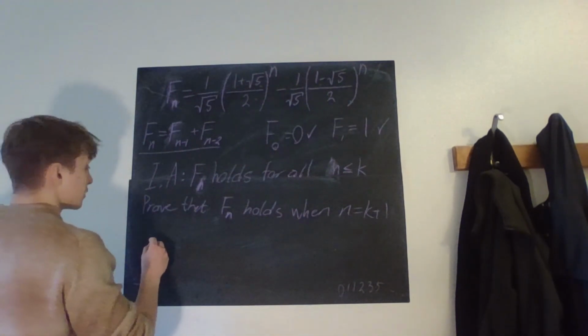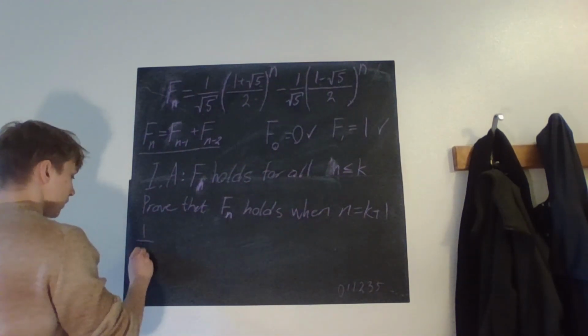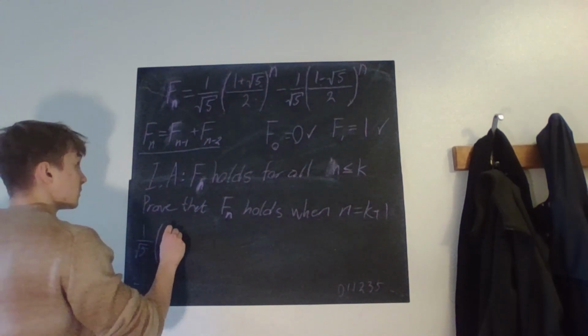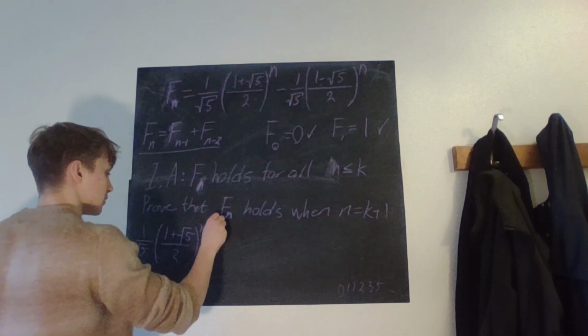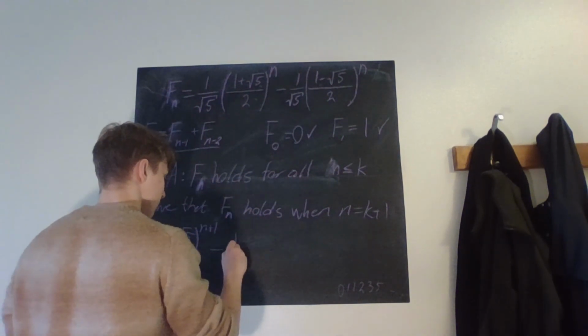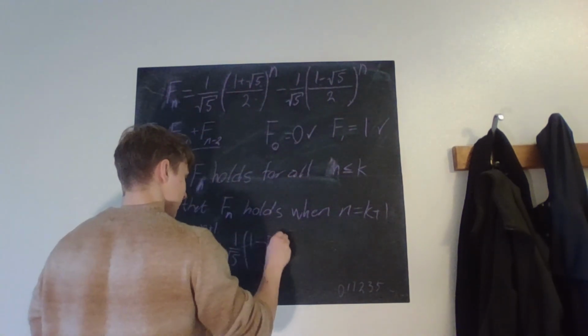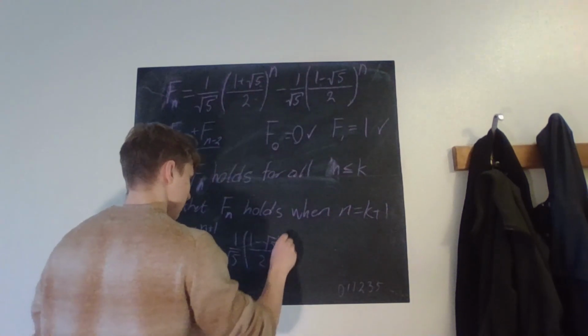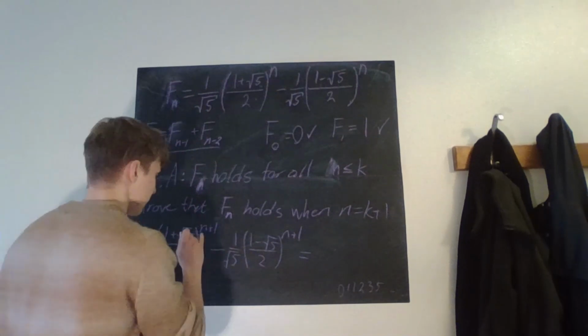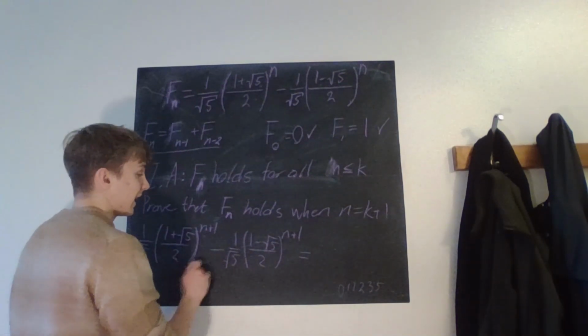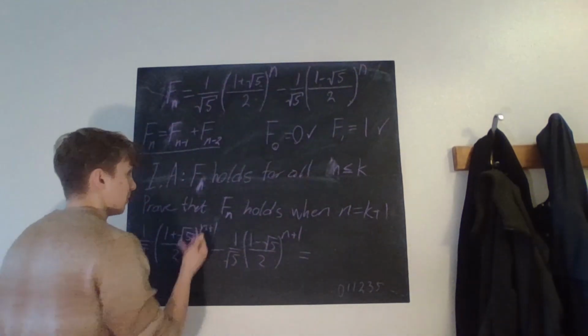So we are supposed to prove therefore that 1 over the square root of 5 times 1 plus square root of 5 over 2 to the power of n plus 1, minus 1 over square root of 5 times 1 minus square root of 5 over 2 to the power of n plus 1, is equal to this exact same thing with just n, and then plus also with n minus 1.